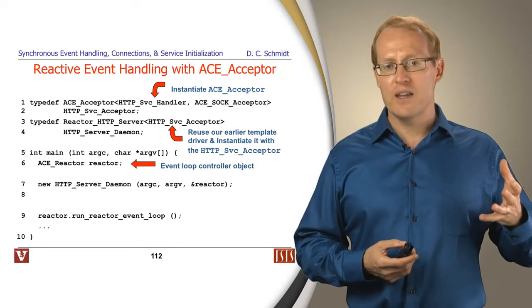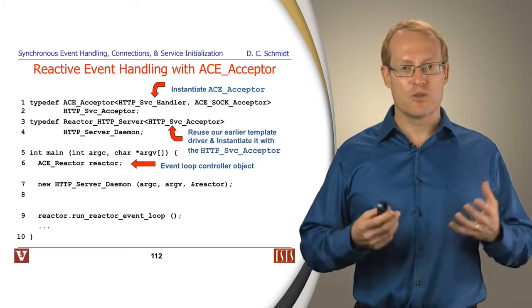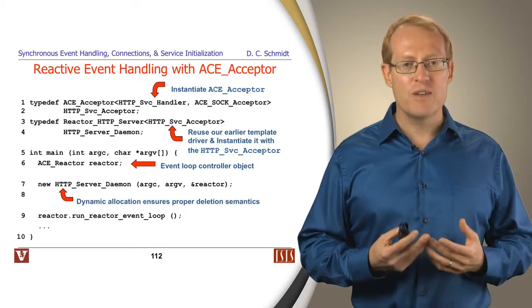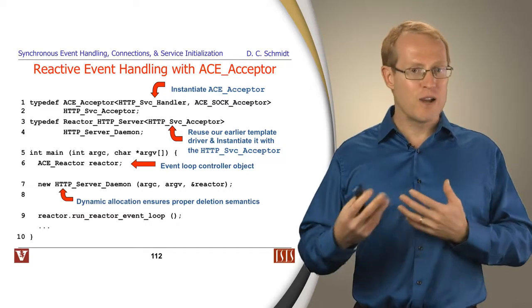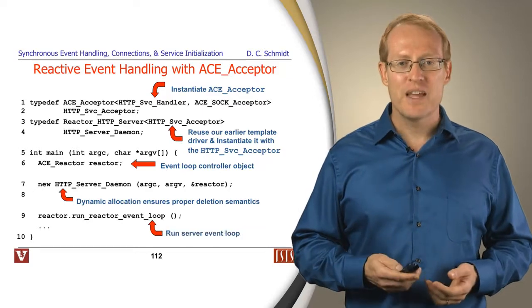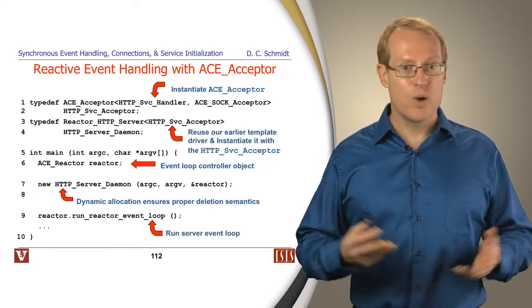We go ahead and create the ACE reactor in order to be able to drive the event loop. We create an instance of the HTTP server daemon, passing in the reactor pointer so it registers properly and can be used to clean things up appropriately when everything shuts down later. And then we just run the server event loop, and away we go.